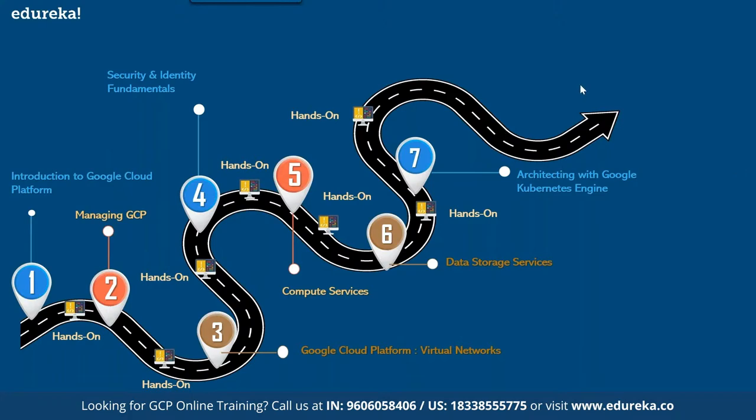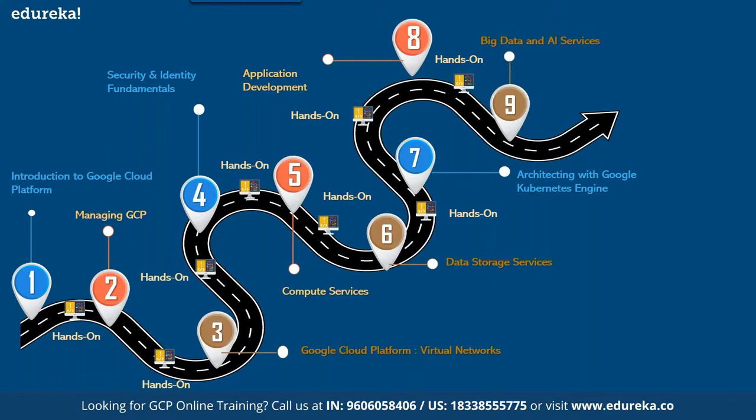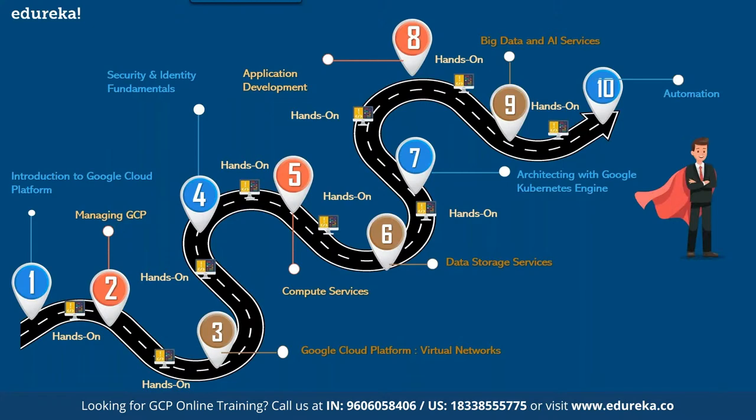After that, in the eighth class, you will learn about application development. If you want to write the code and develop an application, how can you do it, its components and subcomponents, with practical hands-on. Then you will learn about big data and AI services with practical hands-on. And in the last class, you will learn how you can perform automation on the components with practical hands-on. So this is the entire training path for your certification, if you're planning to take it.